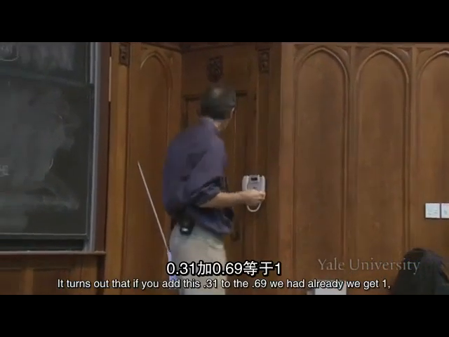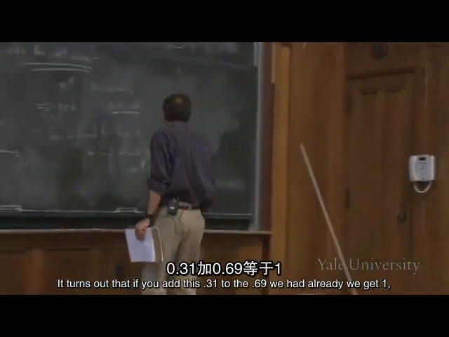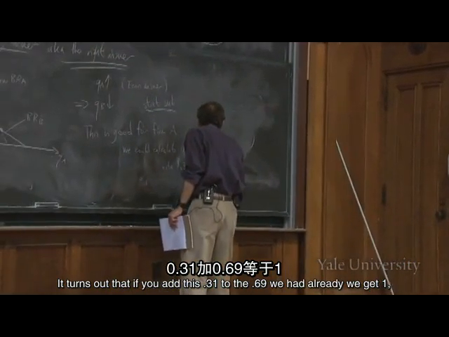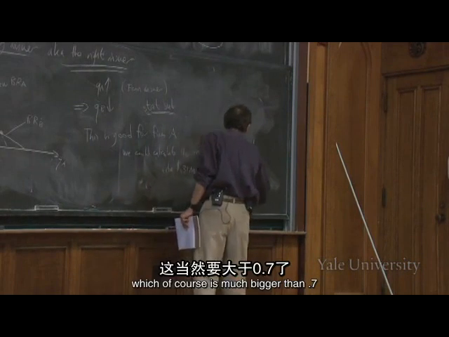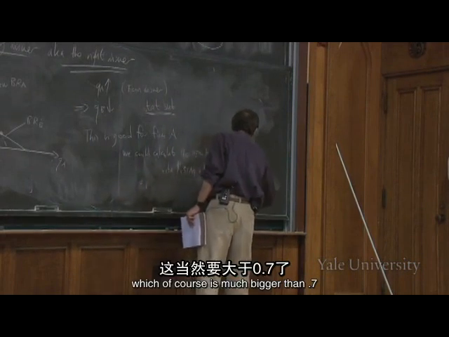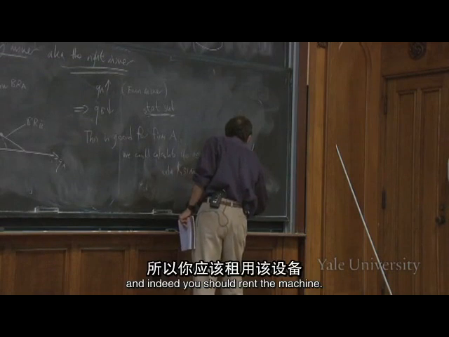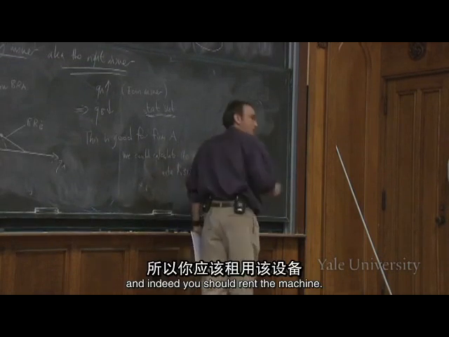It turns out that you add this 0.31 to the 0.69 we had already, we get 1, which of course is much bigger than 0.7, and indeed you should rent the machine.